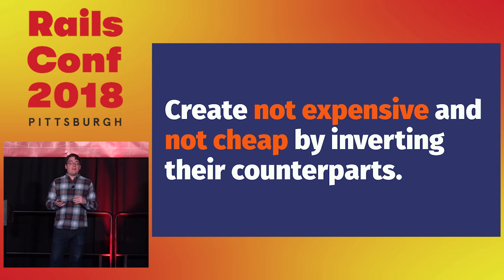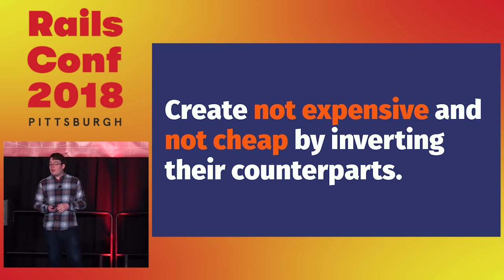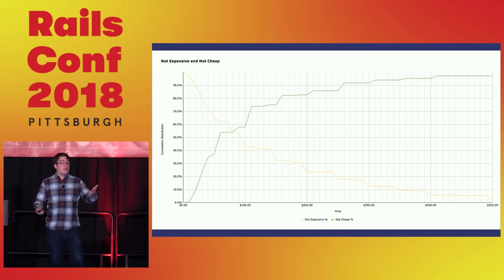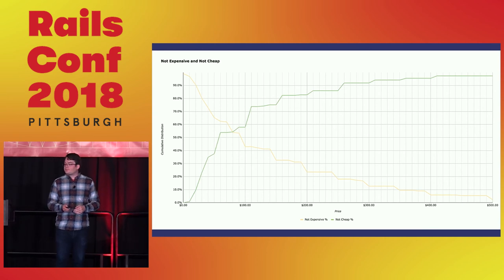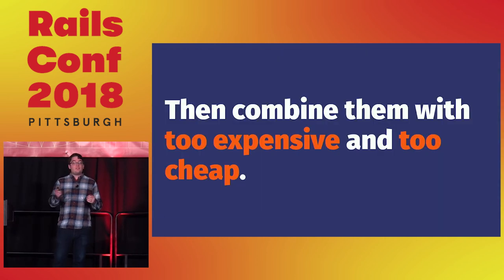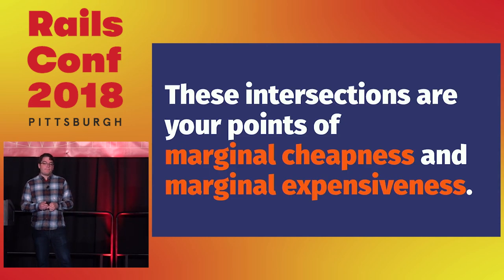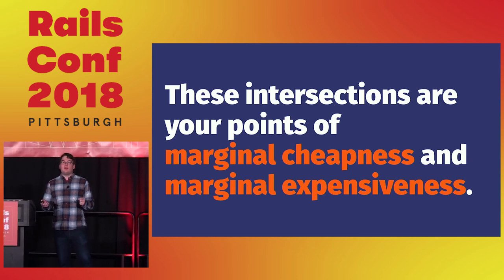Next, we want to create the not expensive and not cheap curves by inverting their counterpoints. So we take the expensive curve and the cheap curve, and we invert them to get not expensive and not cheap. Then we combine them with too expensive, and we combine them with too cheap, just like this. These intersections are your point of marginal cheapness and marginal expensiveness. I love that word, expensiveness.